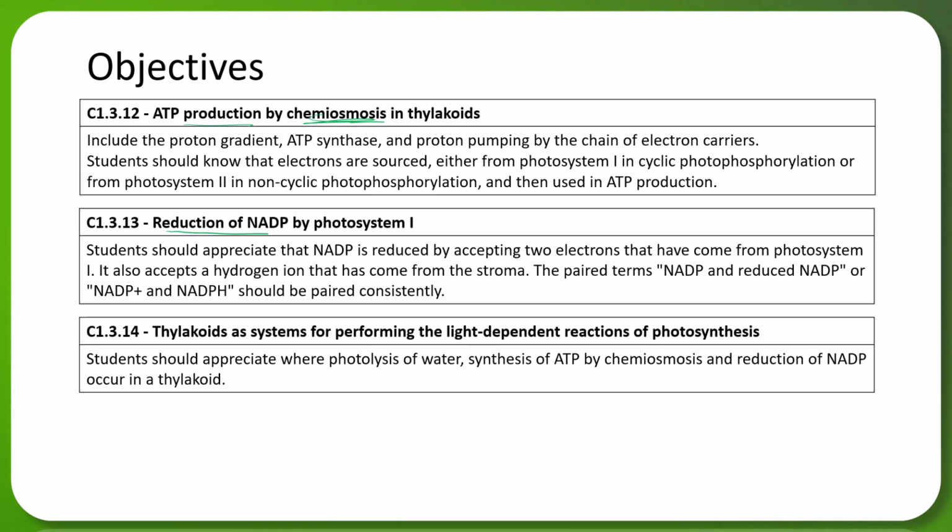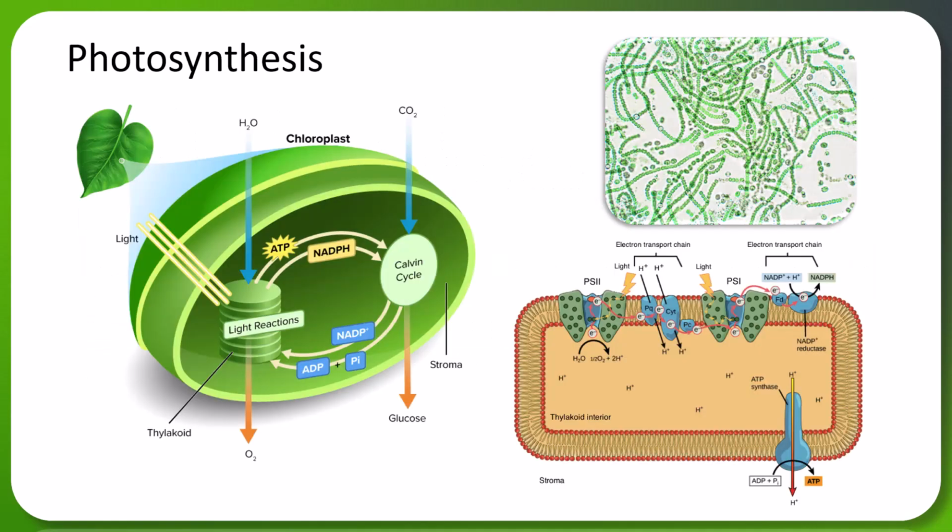C1.3.13 talks about the reduction of NADP by photosystem I, specifically producing NADPH. And C1.3.14 talks about thylakoids as systems for performing the light-dependent reactions of photosynthesis. The thylakoid is the location of this particular reaction.